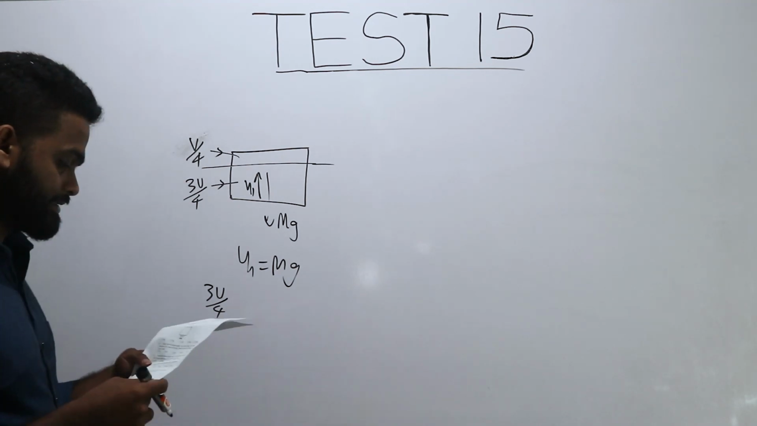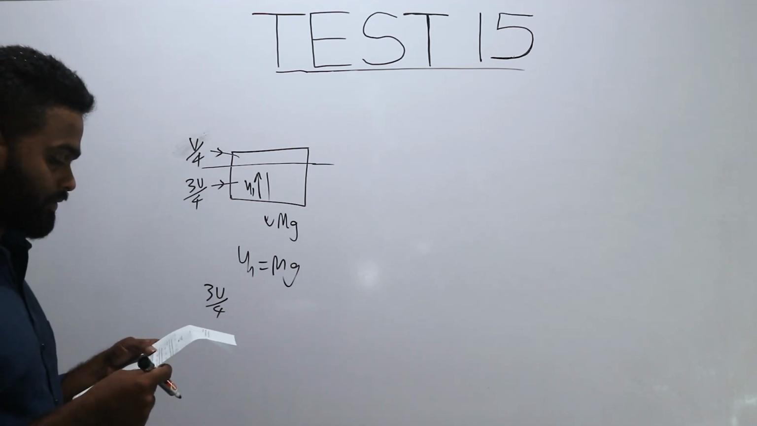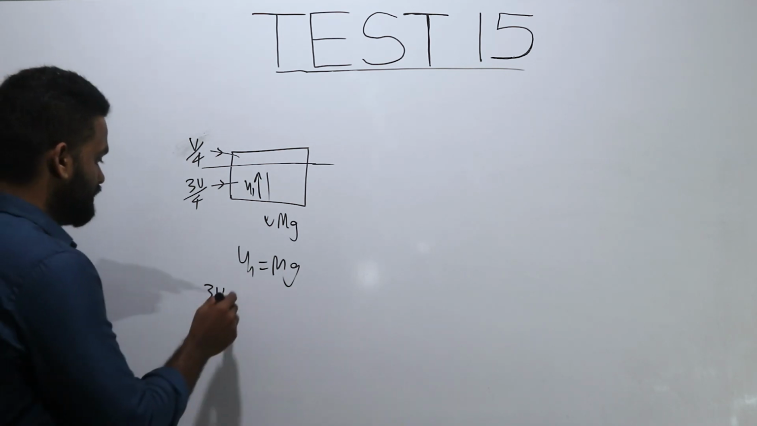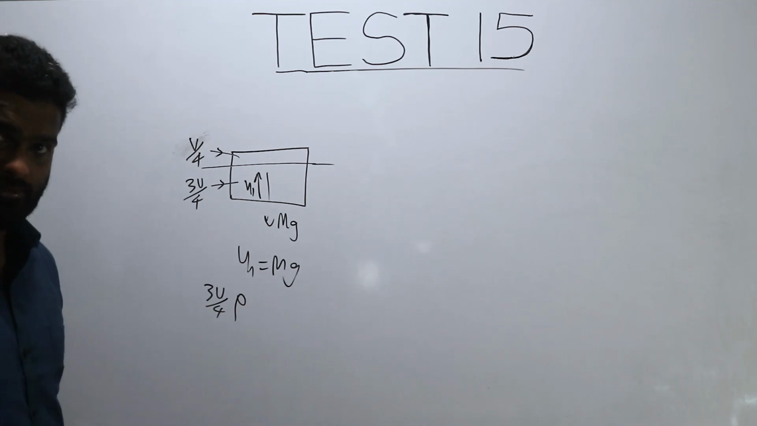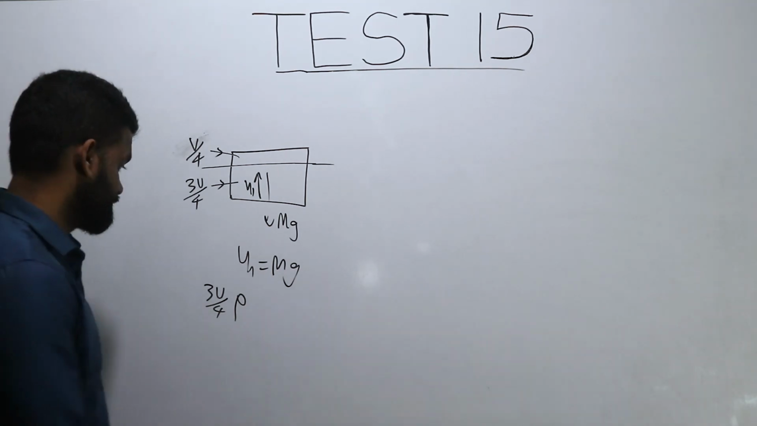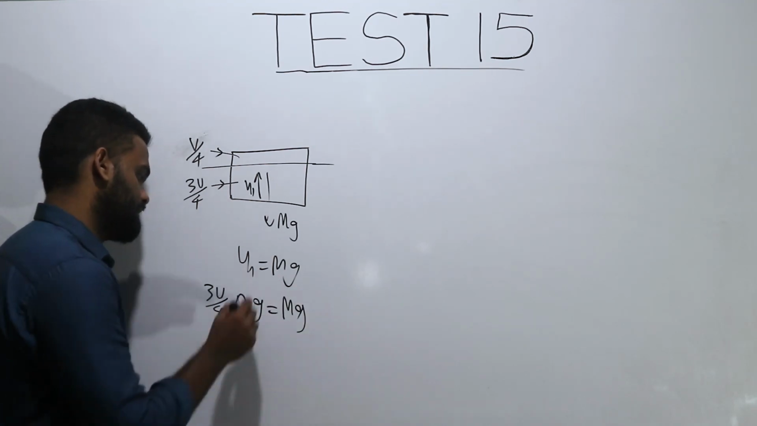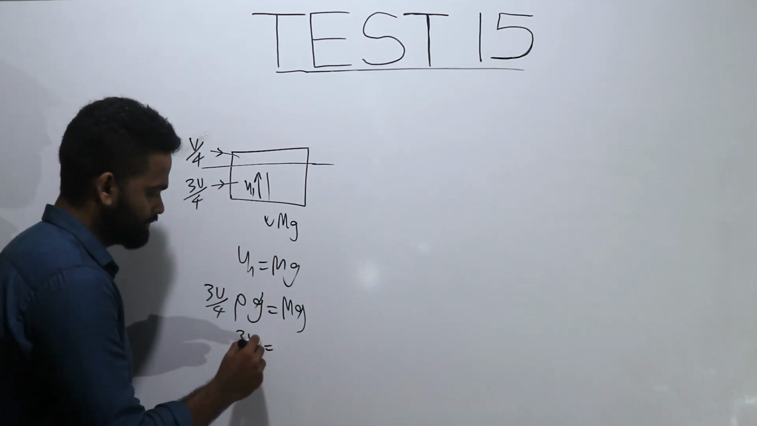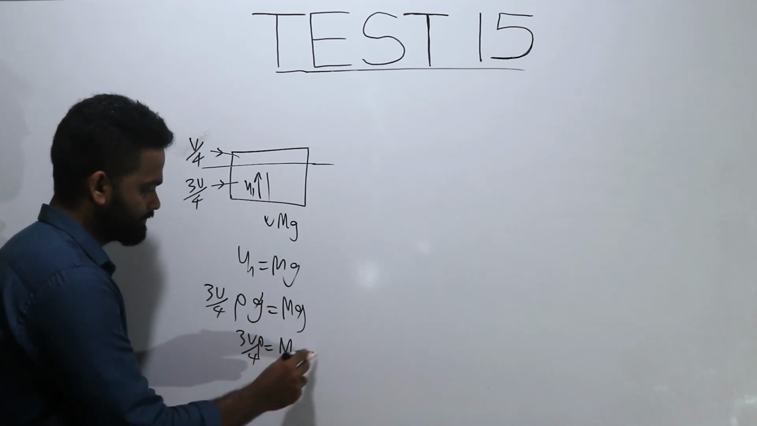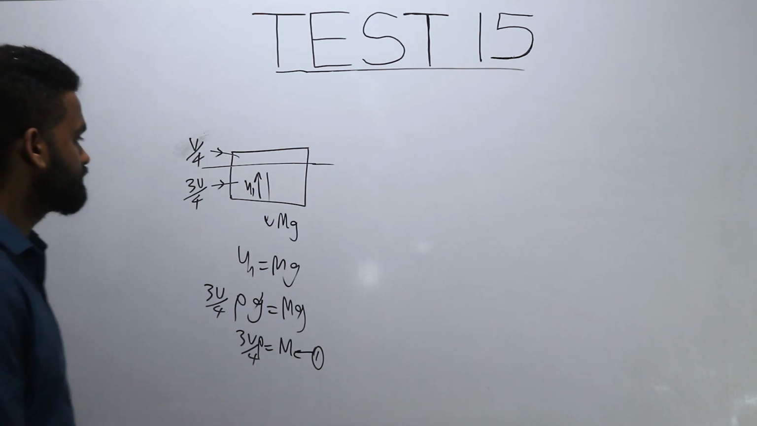Then the density of water, let's say that is rho. It is not given, so I put it as rho. So (3V/4) rho g equals Mg. Then g cancels, so (3V/4) rho is equal to M. So this is the equation for the first case.